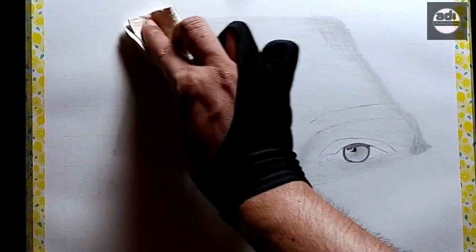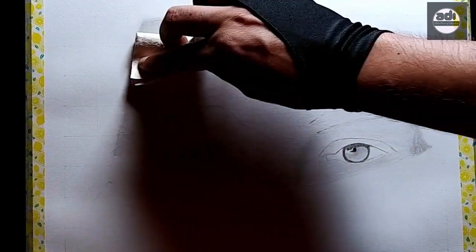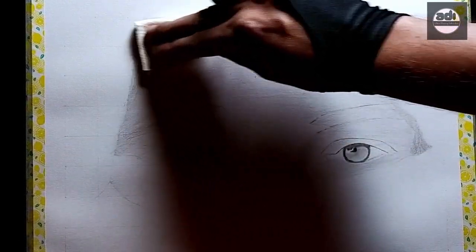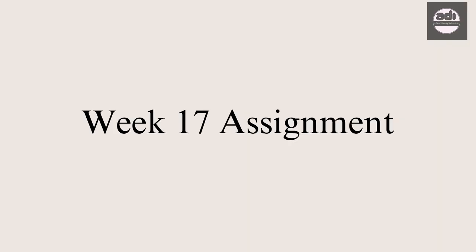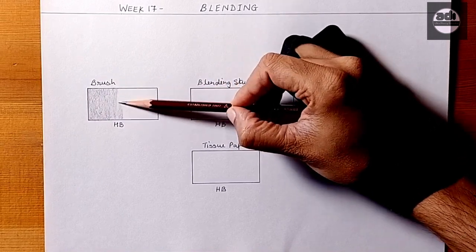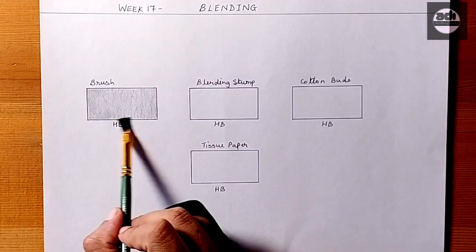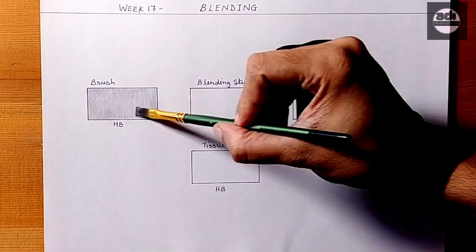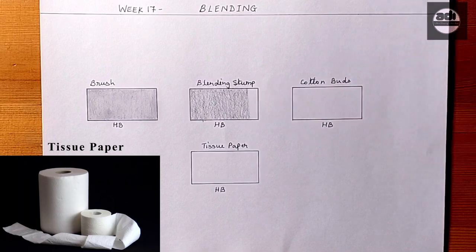You can use any method like hatching, cross-hatching, stippling, etc. to lay down the graphite or charcoal and then use a brush or a stump or any blending tool to blend your drawing. For your assignment, you will shade a rectangle every day using different mark-making techniques and blend them using different blending tools that are available to you, like a brush, paper blending stump, cotton, tissue, etc.